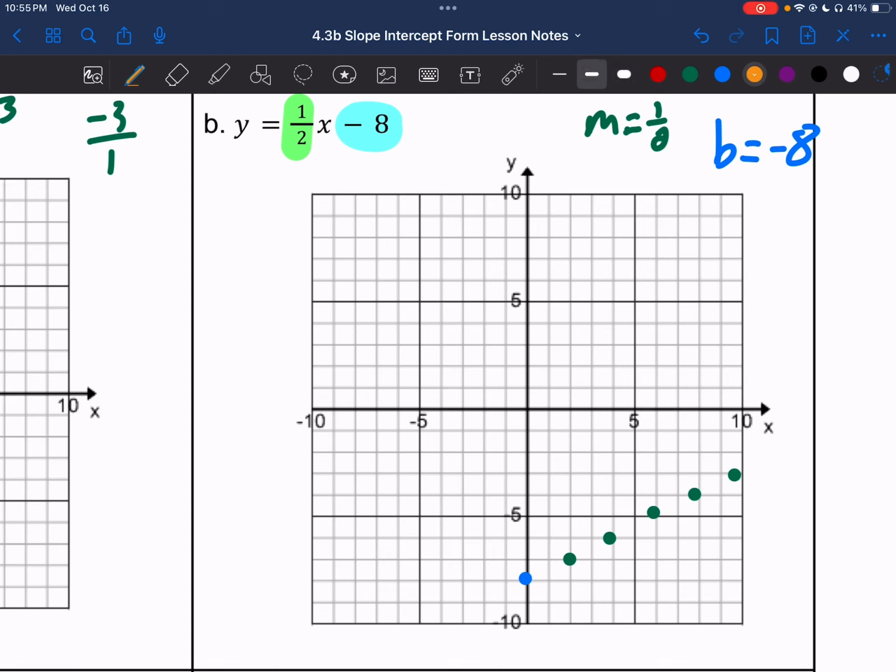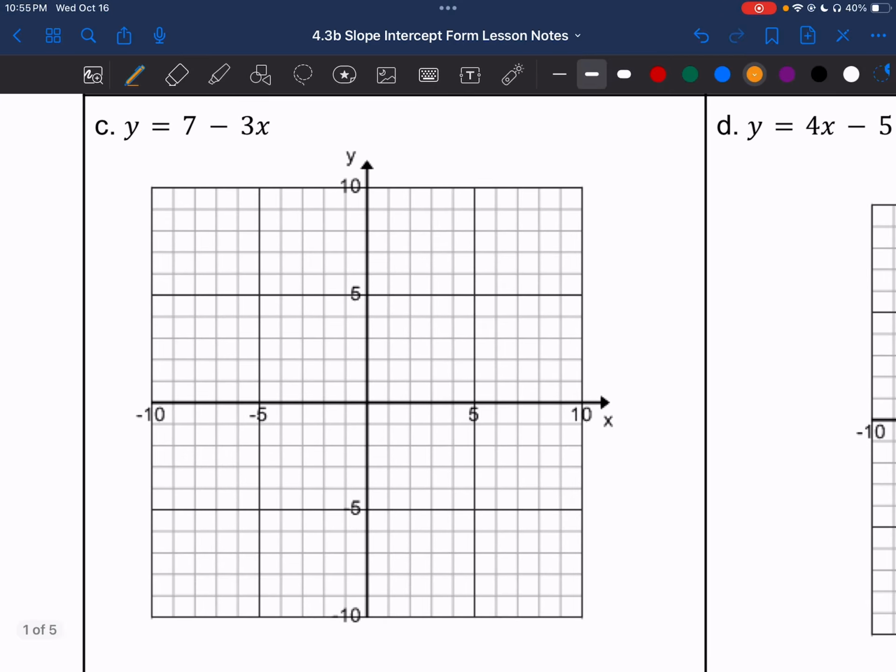And if I connect all these points, and it would help if I had a straight line. There we go. There's our graph. And remember, the expectation does still hold that you are going to be putting arrows at the end of your line, and you are expected to draw your graph all the way to the edge of your grid.